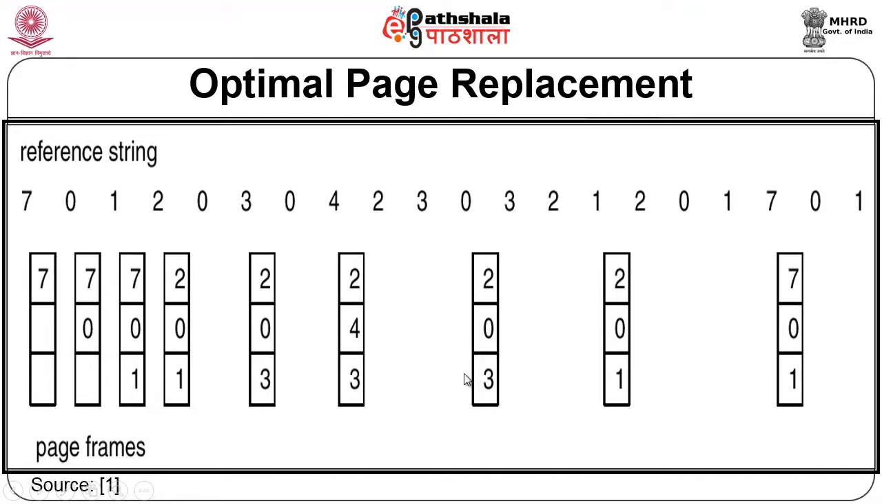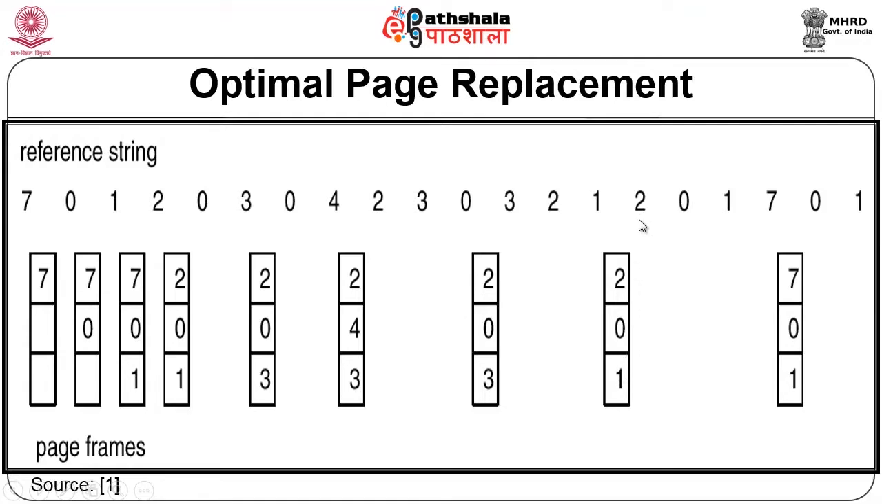1 is not present and you do not have a free frame. So, of 2, 0 and 3, 2 will be referred to, then 0 will be referred to and 3 is not going to be referred to. So, 3 is removed and 1 is brought into the main memory. So, you have 2, 0 and 1.